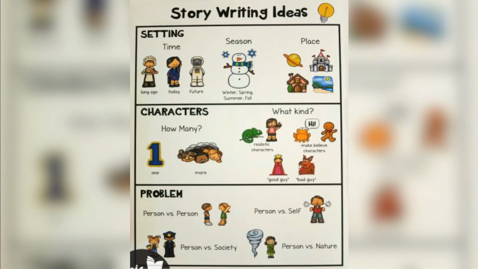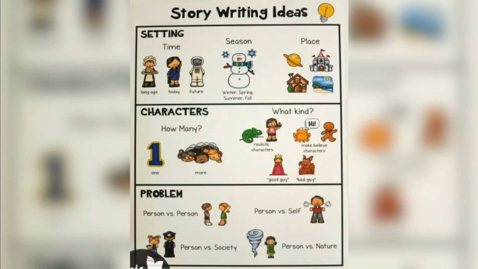Person versus self, meaning someone wants to solve a question or problem that he has inside himself. Like a person searching for his real identity or for himself. Person versus society, meaning the person has a problem with people in general. He or she is against the world.